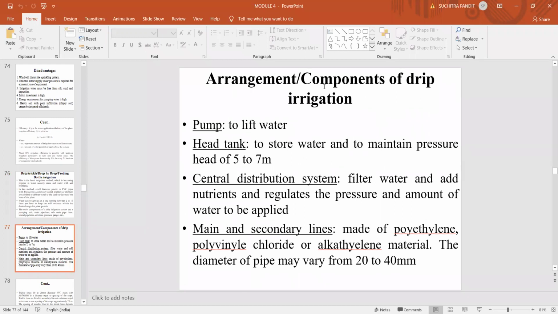The arrangement or components of drip irrigation: you need a pump to lift the water from the source, and you have an overhead tank to store the water to maintain a pressure of about 5 to 7 meters, and a central distribution system that filters the water, adds nutrients, and regulates the pressure and amount of water to be applied. That means along with the water, you can also add nutrients and fertilizers. So that is one of the main advantages of this drip irrigation system.